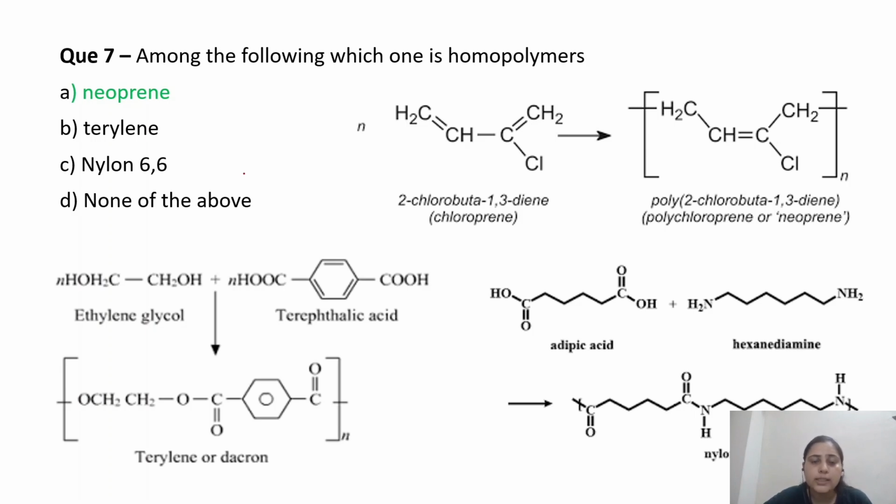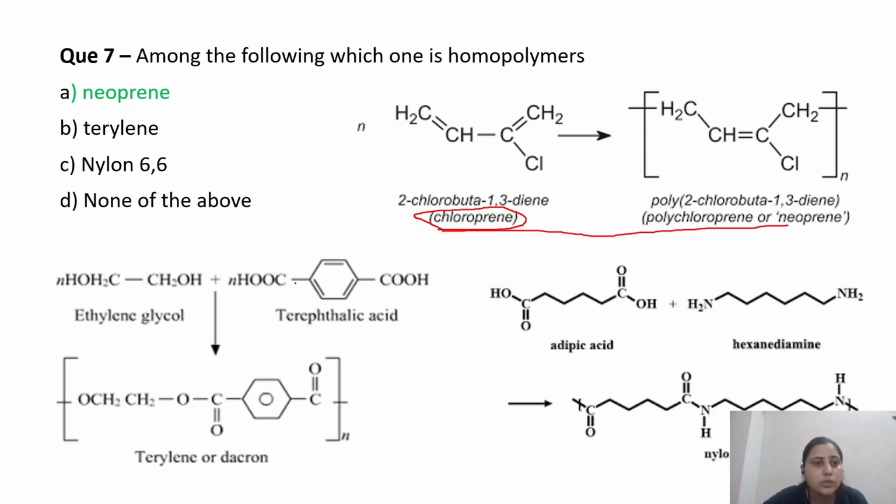So let's discuss the reason behind this. As we see in this diagram, neoprene is the homopolymer which is made of a single repeating unit, which is chloroprene. Only the chloroprene monomers combine and polymerize to form the neoprene polymer.